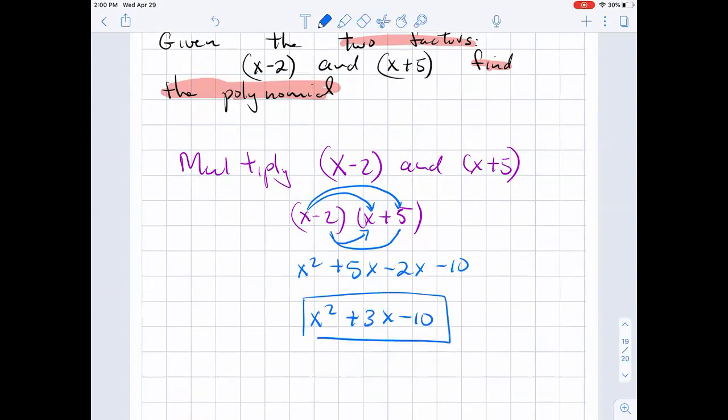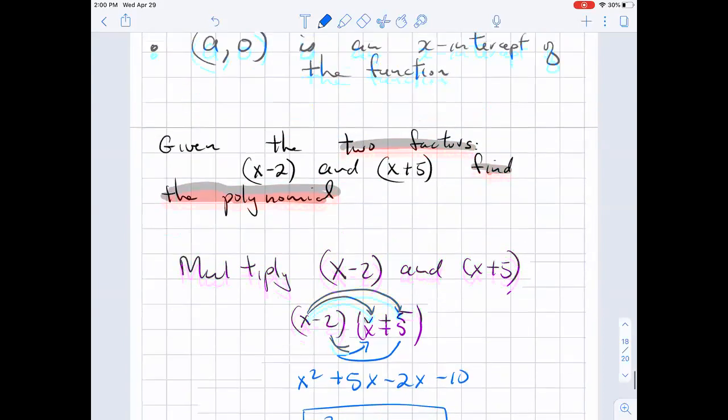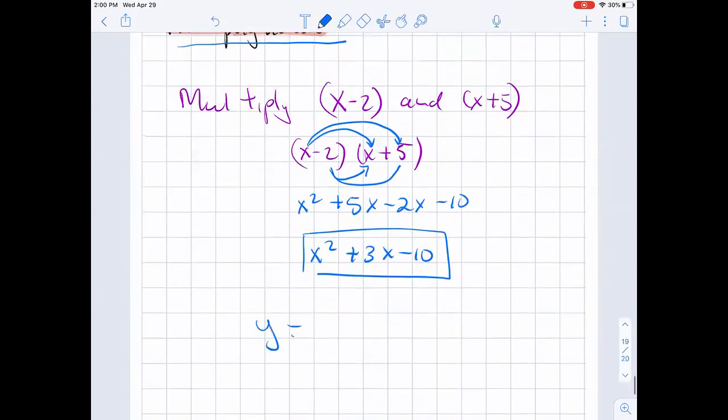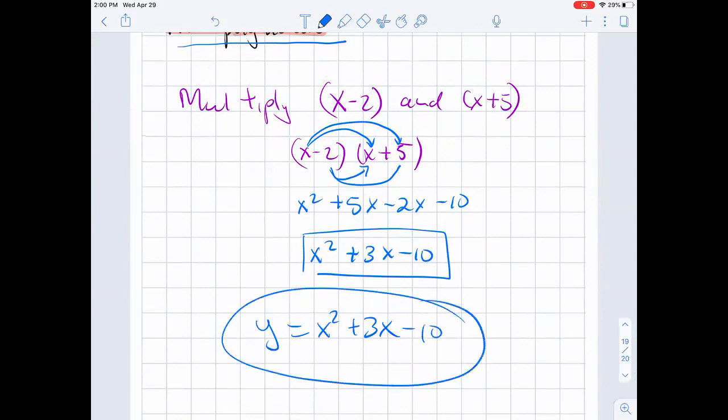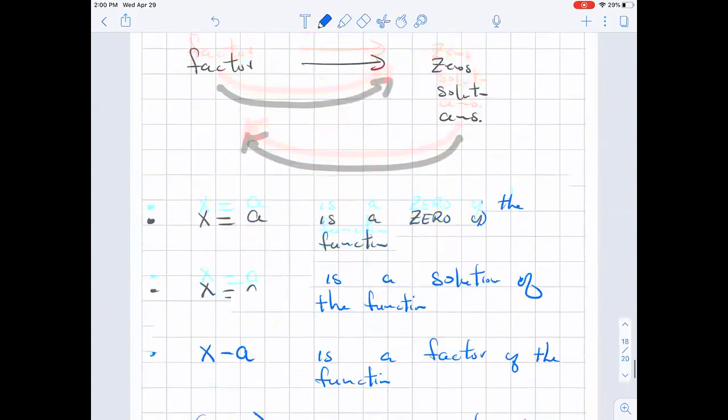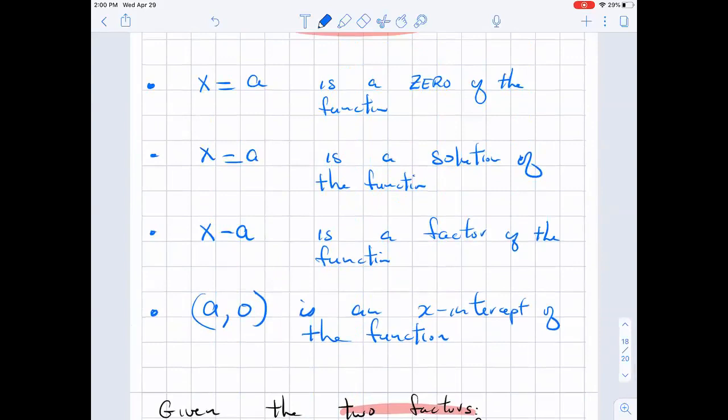What do you think this is called? It's a polynomial, yes. What is the question asking you? Find the polynomial. So all you got to do is y equals x squared plus 3x minus 10. This is your answer. And that's what I was trying to tell you. Do you see these bullets, these 4 bullets? If I give you the factors, you can get the polynomial.